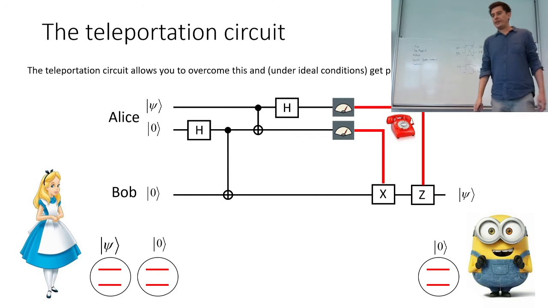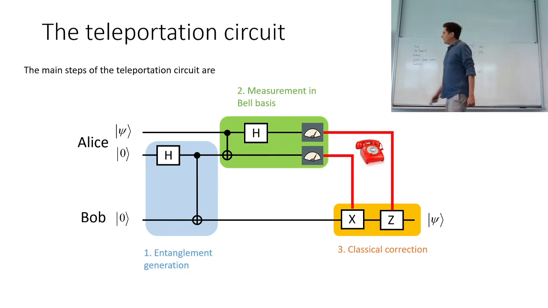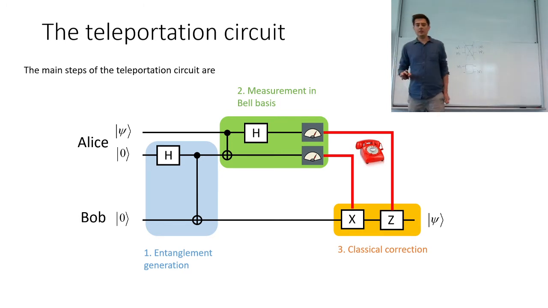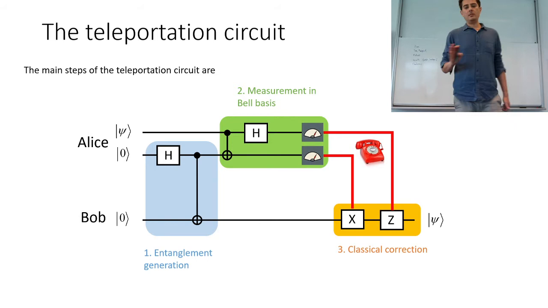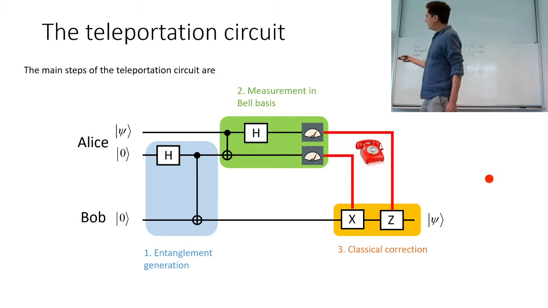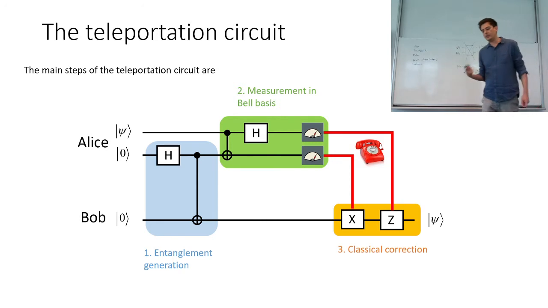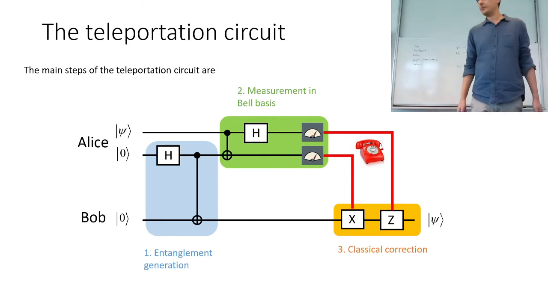All right, so let's break that down. Let's go through it part by part. You can think of this as being more or less 3 parts. The first part, which is the one in blue here, makes an entangled state between Alice and Bob. So this teleportation depends upon an entanglement.